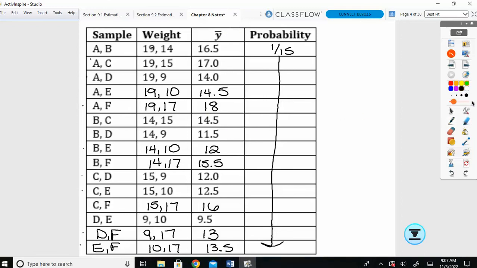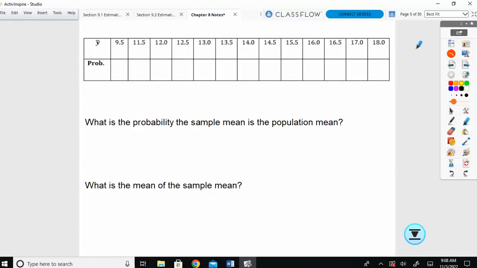Okay, so in the next table, I took all of these average weights that we found. Did we have any repeat values? Like I had 14.5 showed up twice. Did anything else get repeated? 12 showed up twice. And otherwise, all my averages were different. Okay, so these are the different numbers I got for my average.